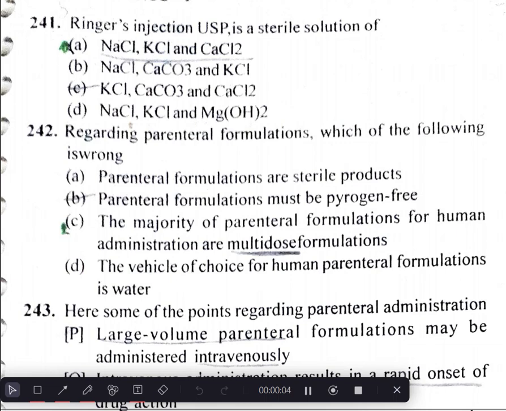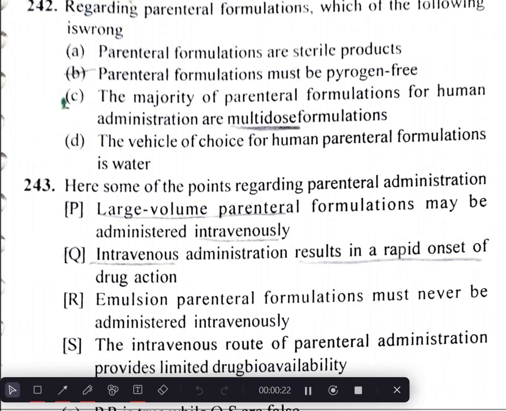This injection USP is a sterile solution of potassium chloride, calcium carbonate, and calcium chloride. Regarding parenteral formulation, which of the following is wrong? Is this statement wrong? Parenteral formulation must be pyrogen free. Here are some of the points regarding parenteral administration.